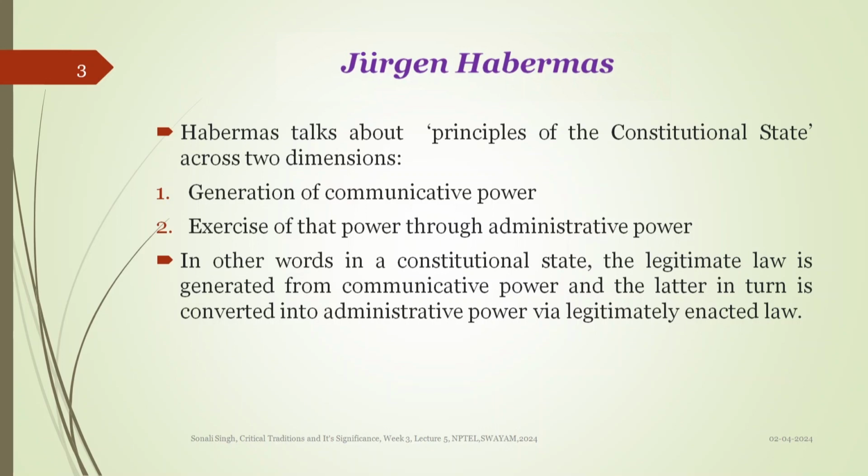Now, in other words, in a constitutional state, the law is generated from communicative power and the latter in turn is converted into administrative power via the legitimately enacted law. So, you can see there is an interrelationship between the generation of a legitimate law, communicative power, and administrative power. You can say they are the three corners of a triangle which are connected with each other. And the connection is in this form: any legitimate law has to be formulated through the means of communicative power, or communicative action, or deliberation. And for communicative power to turn into administrative power, it has to be done through a legitimately enacted law. So, these are the three cornerstones of a constitutional state highlighted by Habermas.